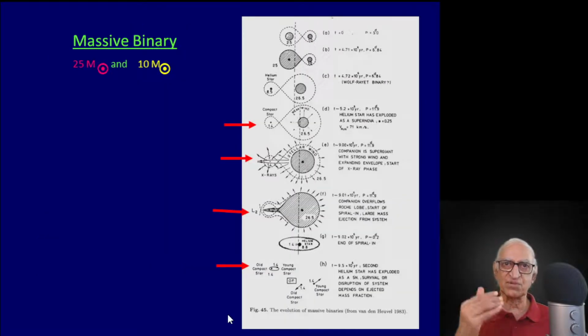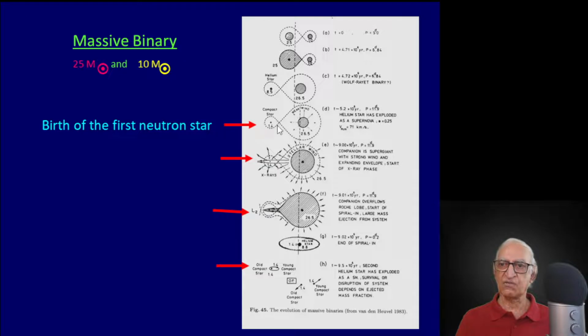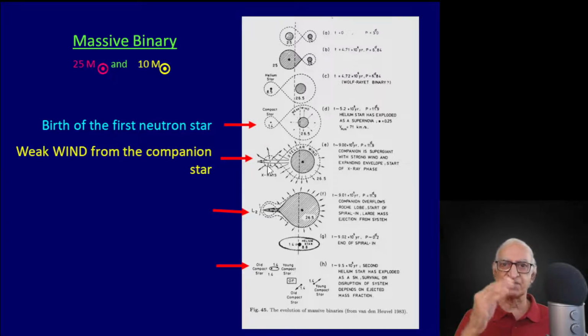So let us summarize rather quickly the story that I have told you, which is really some 30 years of very hard work by very smart people in several groups, in several countries. We started out with a massive binary with a main sequence mass of 25 solar mass and 10 solar mass. The more massive star evolved faster, transferred mass to the less massive star, and the end result was the formation of the first neutron star in a binary. The first born neutron star accretes matter from the stellar wind of the companion and turns on as an X-ray source.